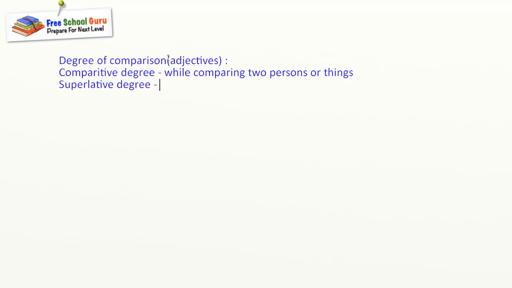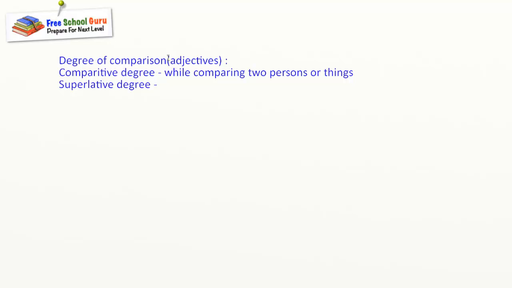Okay, then let's take another one. Ali is stronger than his friend. So we are comparing Ali with another person, which is his friend. So two persons, right? So comparative degree, always remember, it's always used when comparing two persons or things.